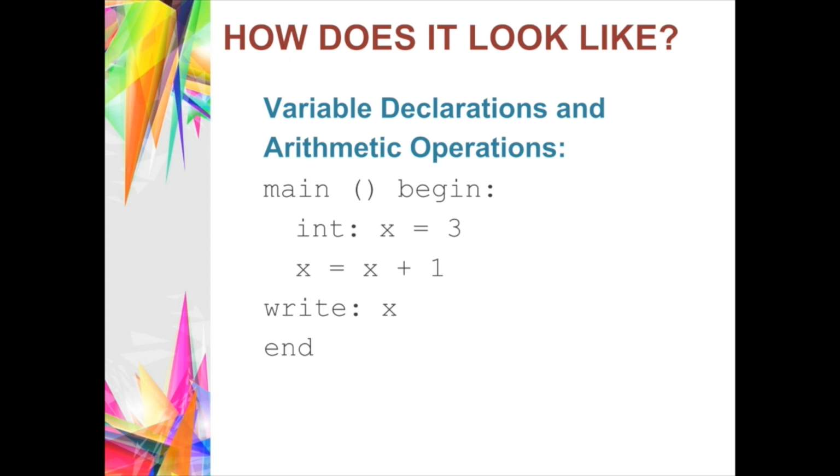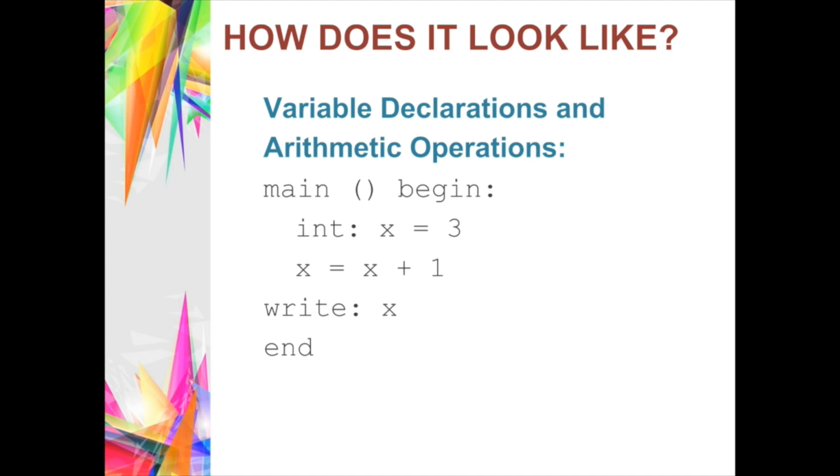And so let's start with the declaration part, variable declaration part. And as you can see, we have an integer primitive type, and x is of type int, which holds the value 3.